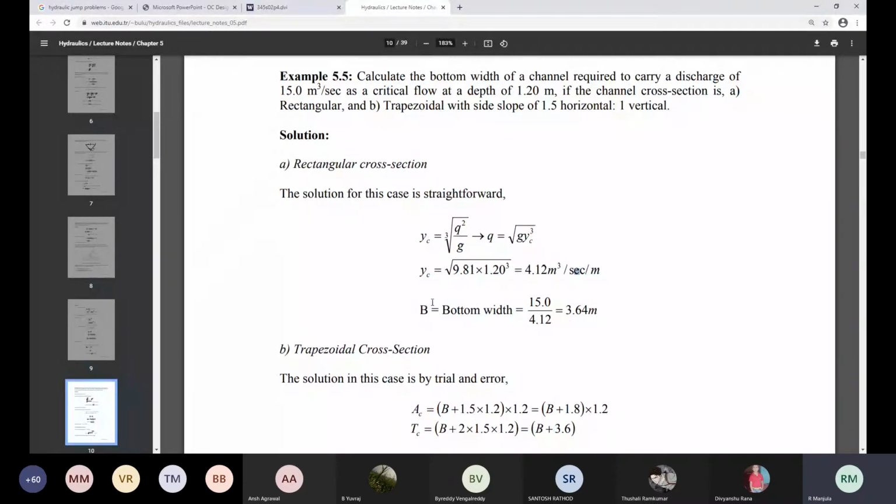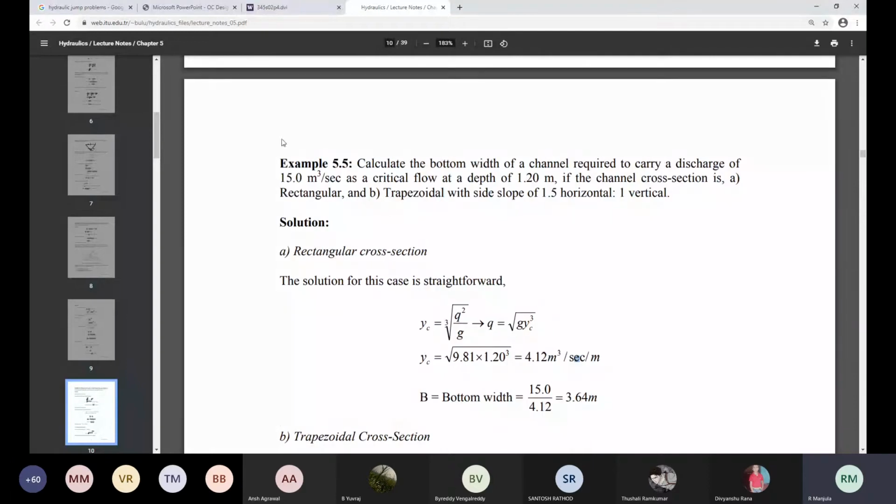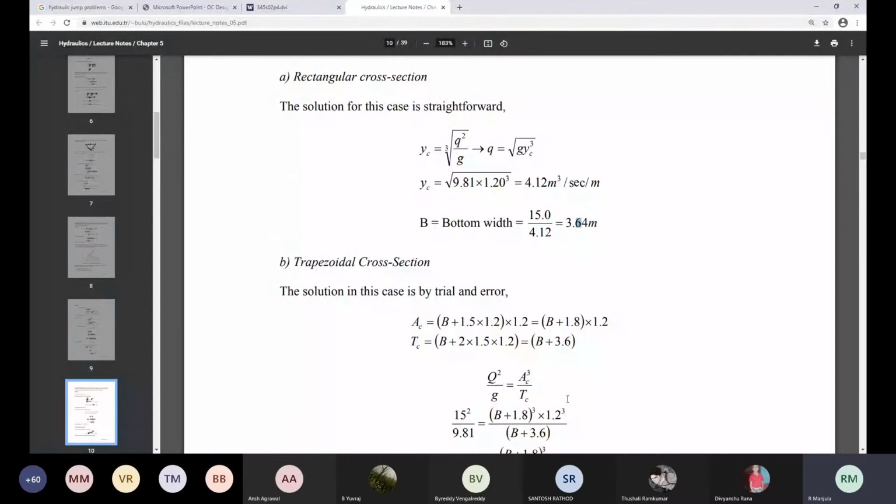Okay. Now what is the bottom width? B is equal to 15, the discharge, divided by small q. If you put in 4.12, then you will get the bottom width. The bottom width is nothing but 3.64 meter.